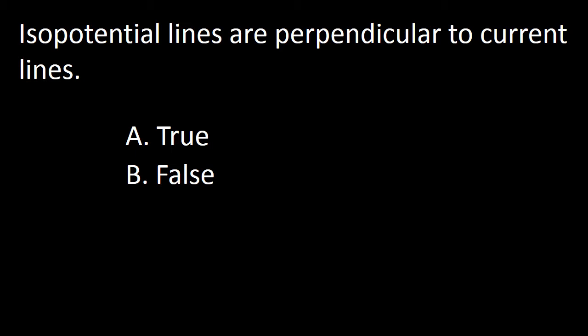Isopotential lines are perpendicular to current lines. A, true, B, false.